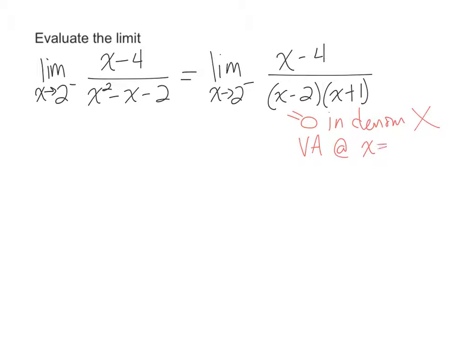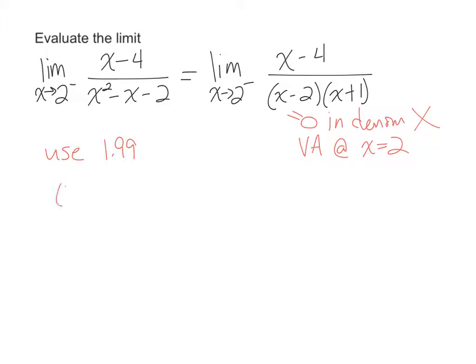at x equals 2, so we'll just pick something really close to 2 as long as it is to the left of 2, and then we will just use the sign at that point to determine whether this limit goes to positive or negative infinity. So I'm going to use, let's say, 1.99.